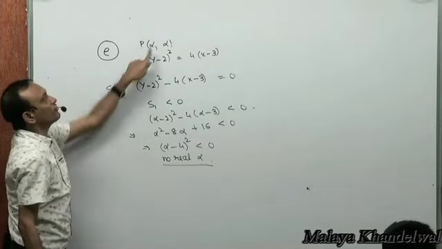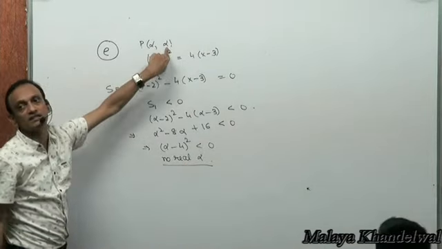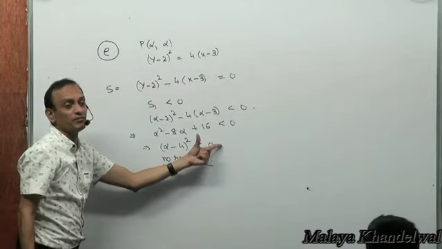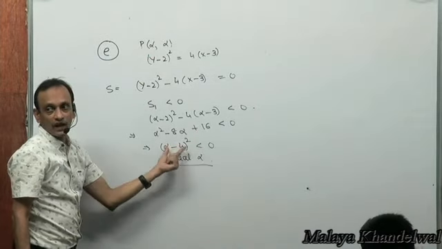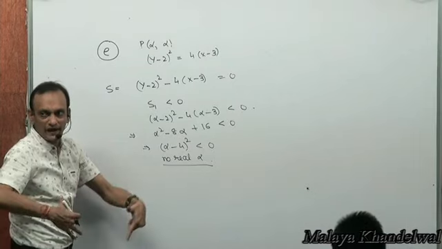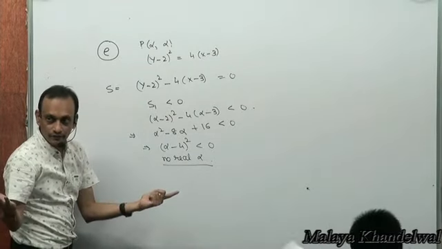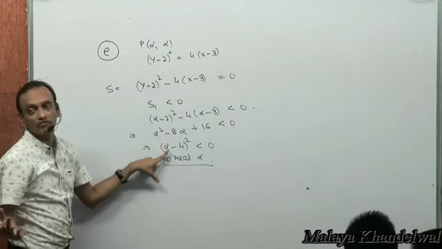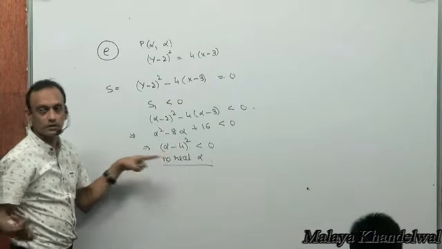There is no real alpha for which (alpha, alpha) lies inside the parabola, because it's the square of a real number. It can never be negative. Alpha minus 4 is always a real number. If you square it, it will always be non-negative. So I can't find a real alpha for which this can happen. Right?